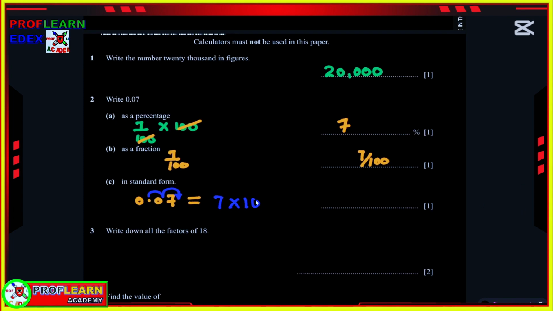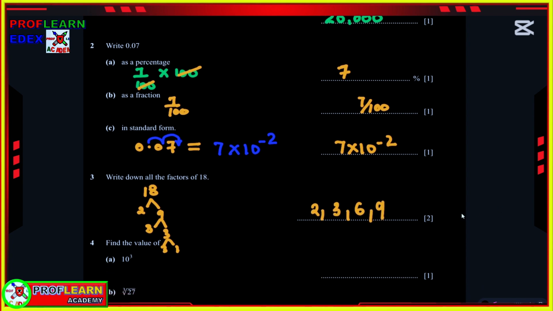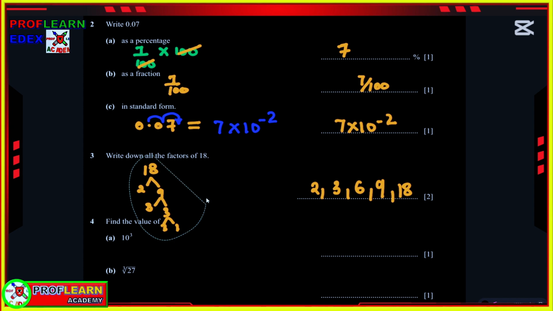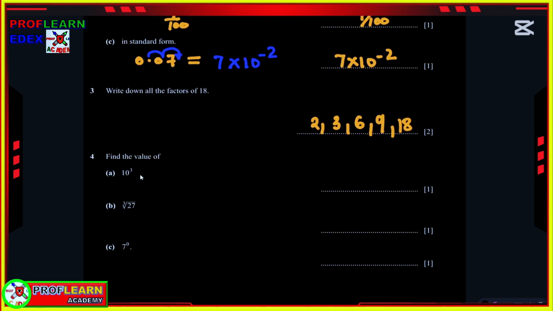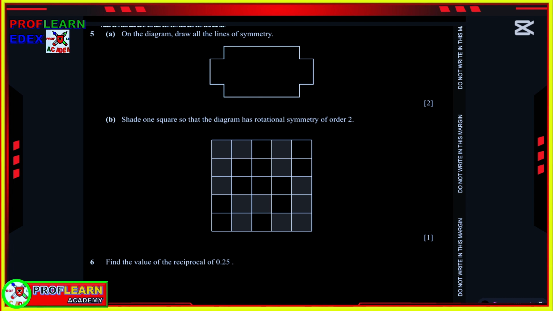Another kind of question you can be asked is about factors of a given number. For instance, 18, we can have its factors as 1, 2, 3, 6, 9, and 18, of course. You need to know indices, whereby you are given 10 raised to power 3, that is the same as 1,000. Square root, cube root of numbers, you need to know that, and also a number raised to power 0 is actually 1.